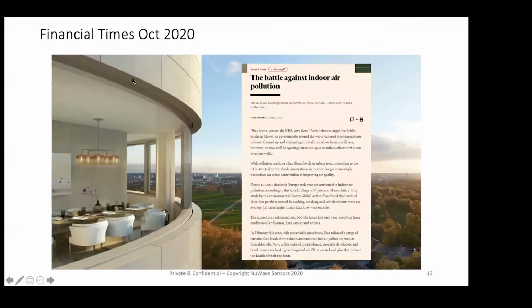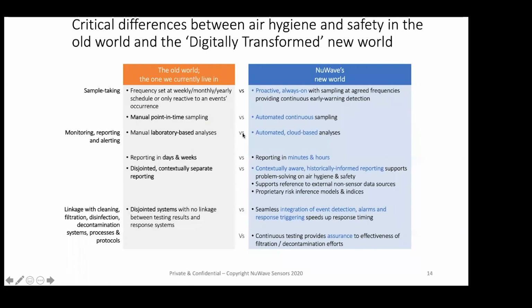Similarly, from the Financial Times for the week before last, I think it was, again, in fact, this week, it was also an article around this air pollution, air contamination. In fact, last week's Financial Times had an article on COVID transmission in the air and so on. So it's becoming very topical and much more awareness of the need for change for better systems.